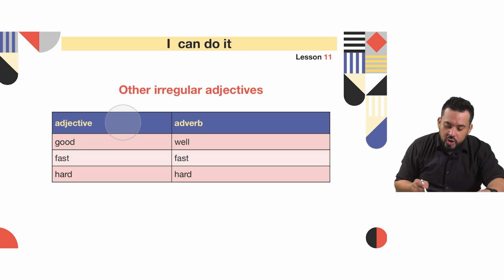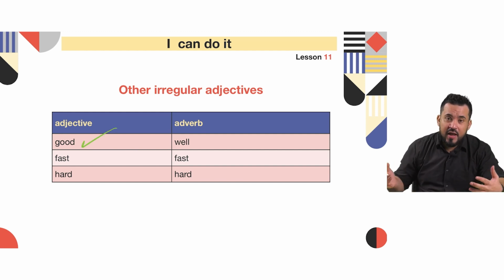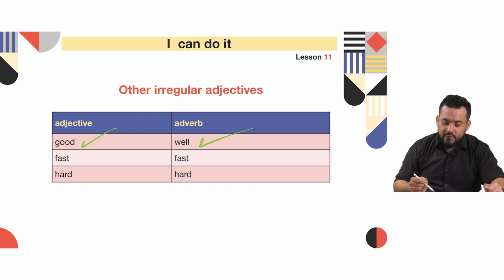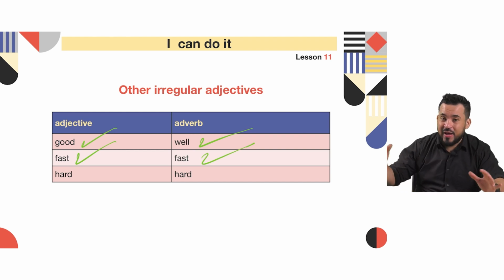Let's talk about irregular adjectives and adverbs. We have good, which is an adjective because it describes a noun. For example, he's a good man. That's an adjective because it describes a noun, which is man. And well is an adverb. If I say he drives well, that means it's an adverb because it describes drive, which is a verb. Fast, it stays fast. So adjective fast and adverb fast are the same.